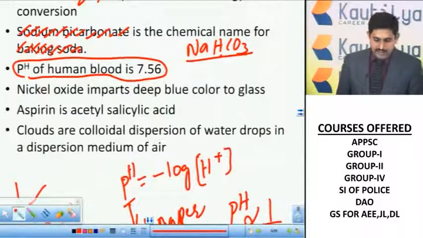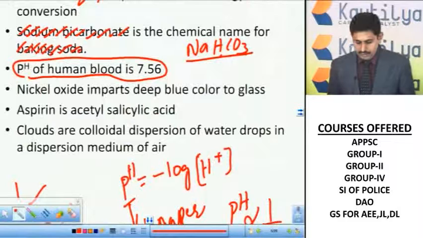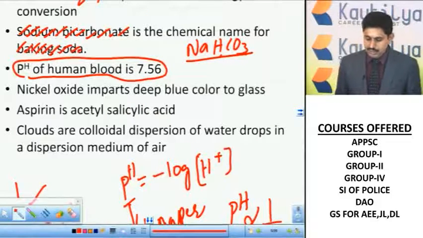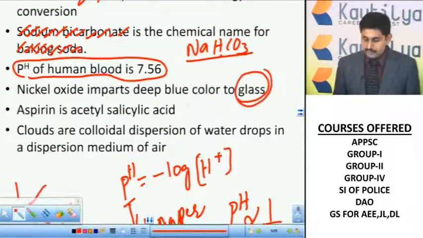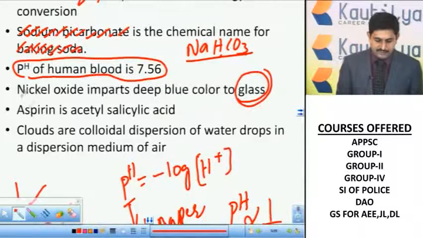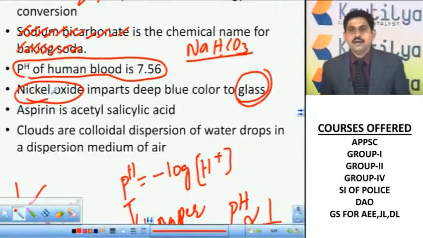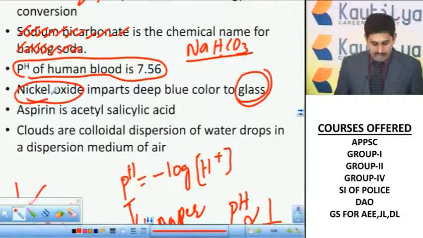Now, nickel oxide imparts a deep blue color to the glass. So, regarding the color property of glass, glasses are colored because of the presence of nickel oxide. This is very important: nickel oxide is used for coloring glass.